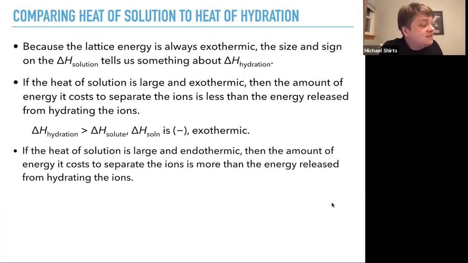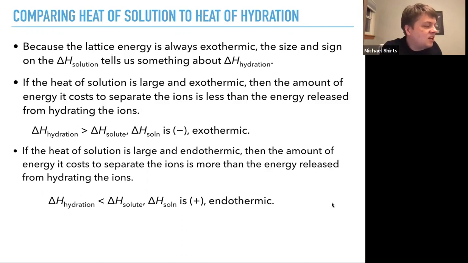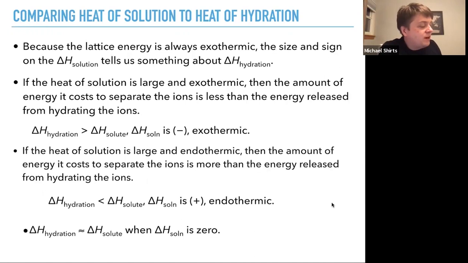If the heat of solution is large and endothermic, then the amount of energy it costs to separate the ions is more than we gain back by hydrating the ions. So if ΔH hydration is less than ΔH solute, then the ΔH of solution is endothermic. We don't gain quite enough energy by hydrating the ions. And of course, when the hydration is approximately equal to the heat of breaking the solute-solute interactions, then the ΔH of solution is 0, which means they will be soluble because entropy will be driving that.